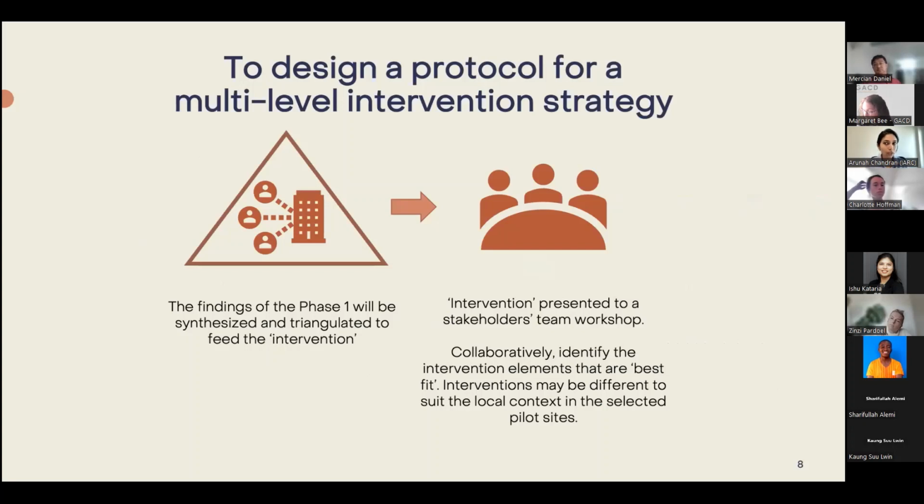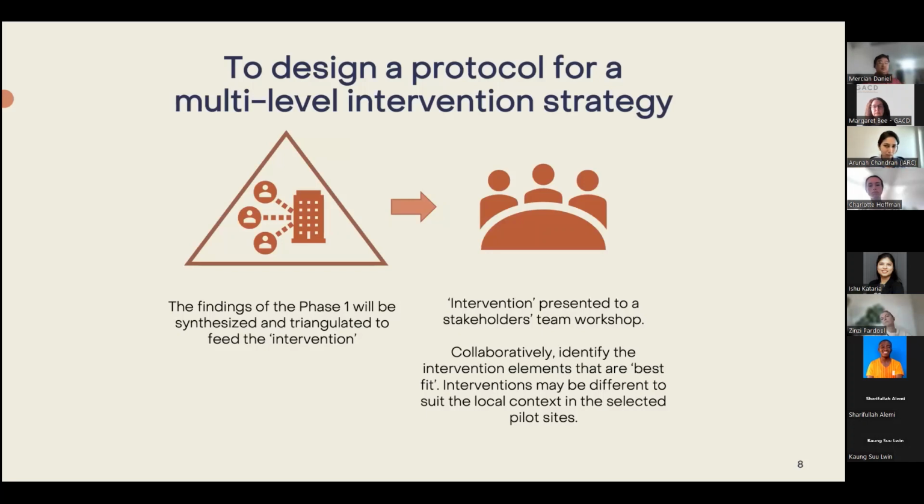We did not go into this project thinking about a certain intervention that we already wanted to implement in the 3 states, but we went with an open mind to find out what is already in the 3 states. And we hope to triangulate the findings from this phase 1 that we're currently in to then feed into that intervention. We hope to present this intervention to the stakeholders who we've started to map out and collaboratively identify an intervention element that will eventually best fit the local context.